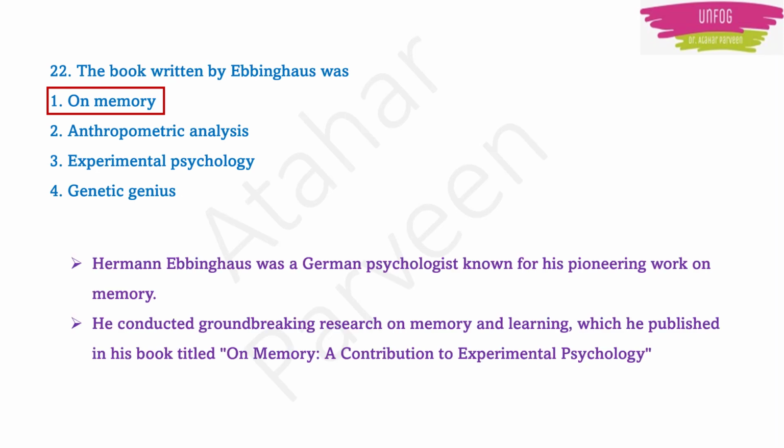He was actually a German psychologist. His full name was Hermann Ebbinghaus, and he was very famous for his pioneering work on particularly memory. He conducted groundbreaking research on learning and memory, and then he published one book on this. The book title he gave was On Memory, a contribution to experimental psychology. Remember the name of the book: On Memory, a contribution to experimental psychology.